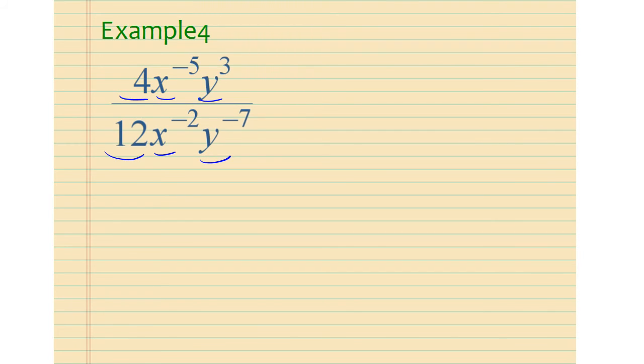First, let's take care of the numbers here. 4 and 12 can be simplified by 4. 4 divided by 4 is 1. 12 divided by 4 is 3. Next, we have the x's. x to the negative 5th power. And then when we divide the exponents with the same base, we can subtract them. I could do this: minus negative 2.